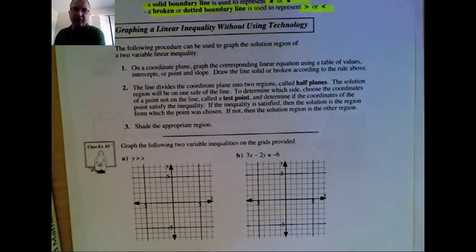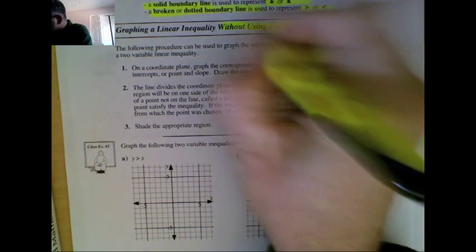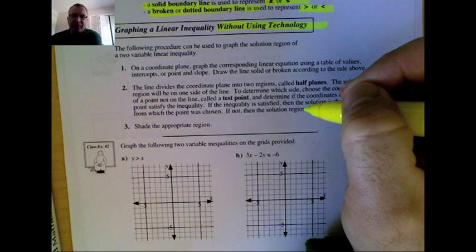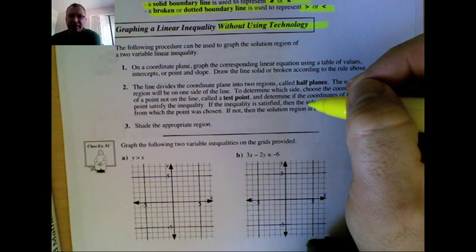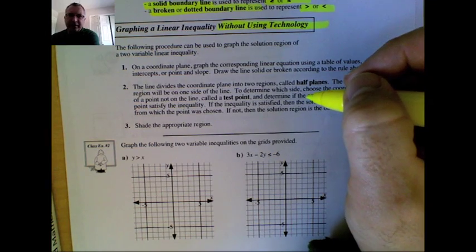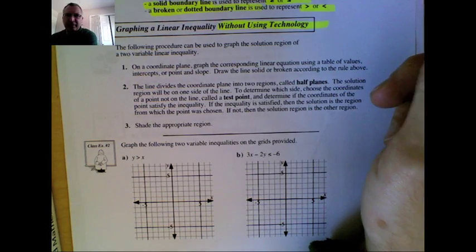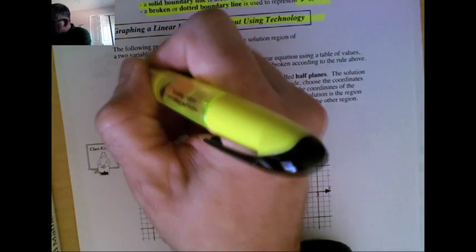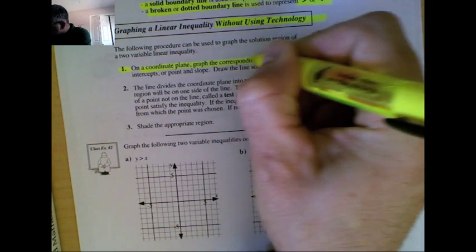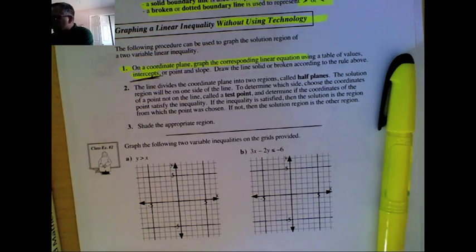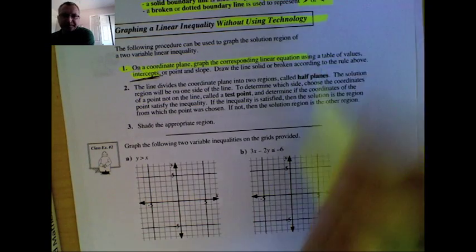So there are some steps to graphing an inequality, and it says without using technology. That means we're going to graph this by hand. You can do this on your graphing calculator, but I find it really confusing to graph an inequality on your graphing calculator. So we're not even going to look at that because I find it confuses people more than anything. So what do we do first? It says on the coordinate plane, graph the corresponding linear equation, and we're going to graph it using x-intercepts and y-intercepts. So we're going to find the x and the y-intercepts.